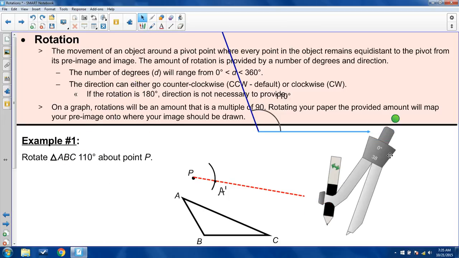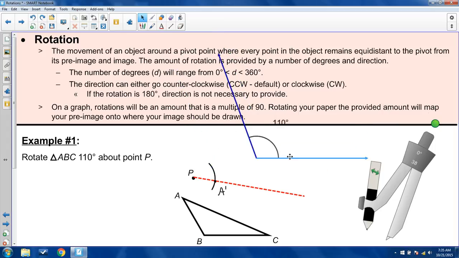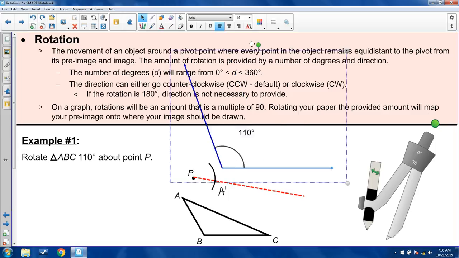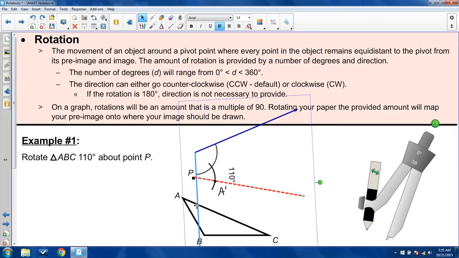Let's find out where point B prime is. And to do that, I have to do 110 degrees. Now, by the way, I didn't mention this yet. I'm rotating counterclockwise because it didn't say which way to rotate. So by default, assume it's counterclockwise. So I have to find 110 degrees from a segment PB right here all the way counterclockwise to find out where segment PB prime would go.